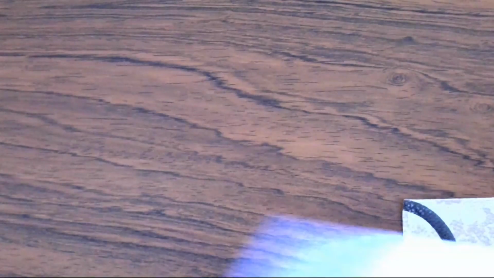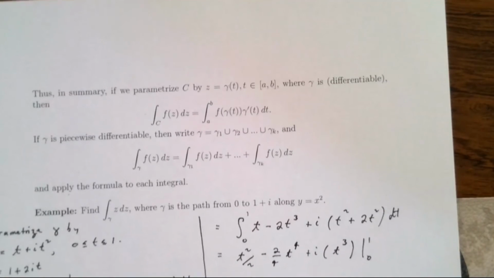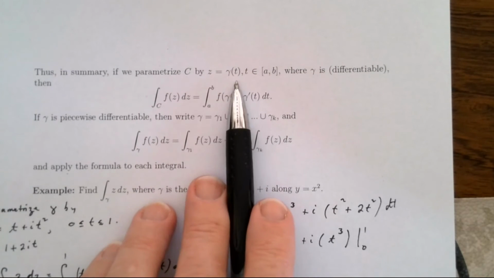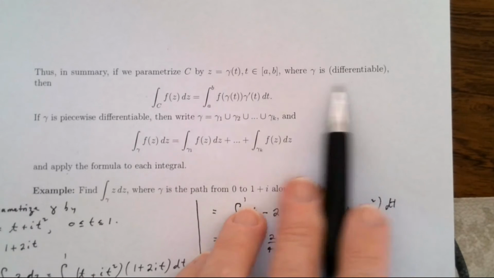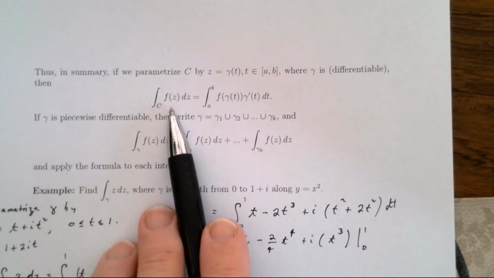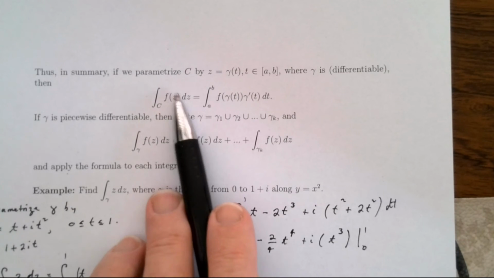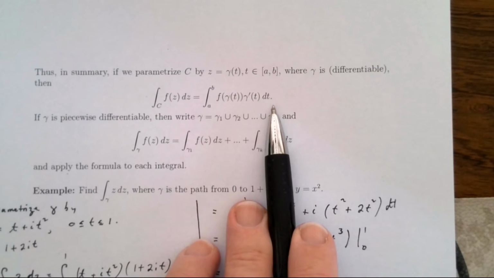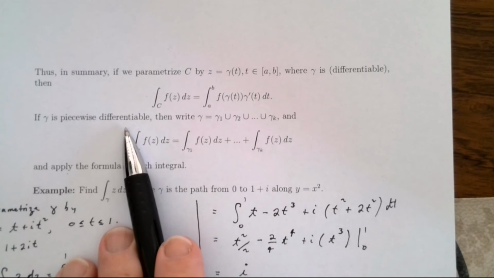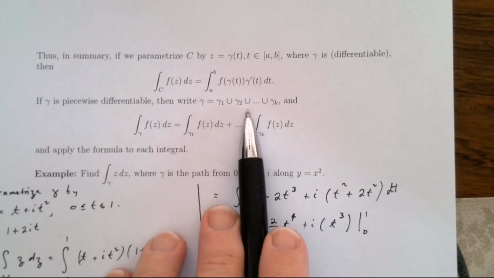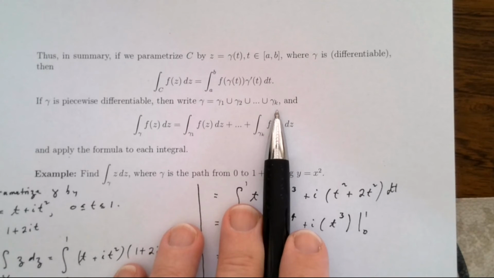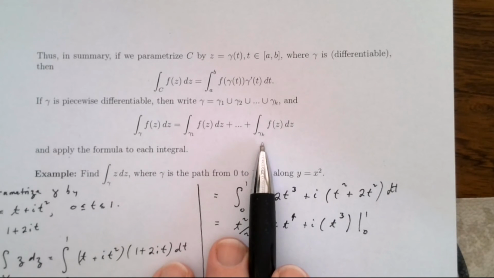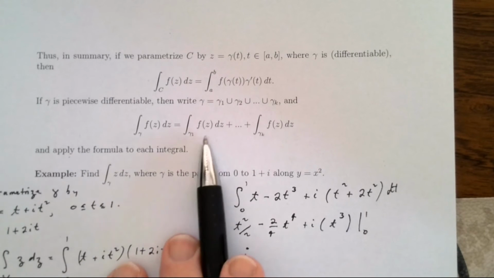So firstly, just to summarize that, if we parameterize this contour C by z as gamma of t, for t in the interval a b, where gamma is differentiable, then this line integral can be evaluated by substituting z equals gamma of t into the f, multiplied by gamma dash dt. If gamma is piecewise differentiable, then you can split it up into a finite union of gammas, and you simply then define this to be the sum of the integrals along each of the gammas. And we then apply the formula to each of these integrals.